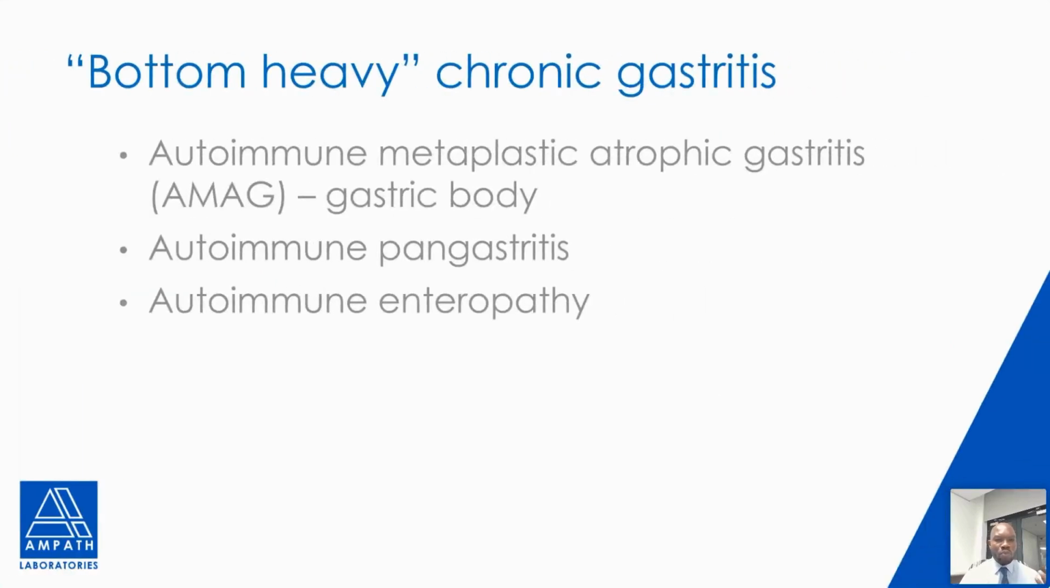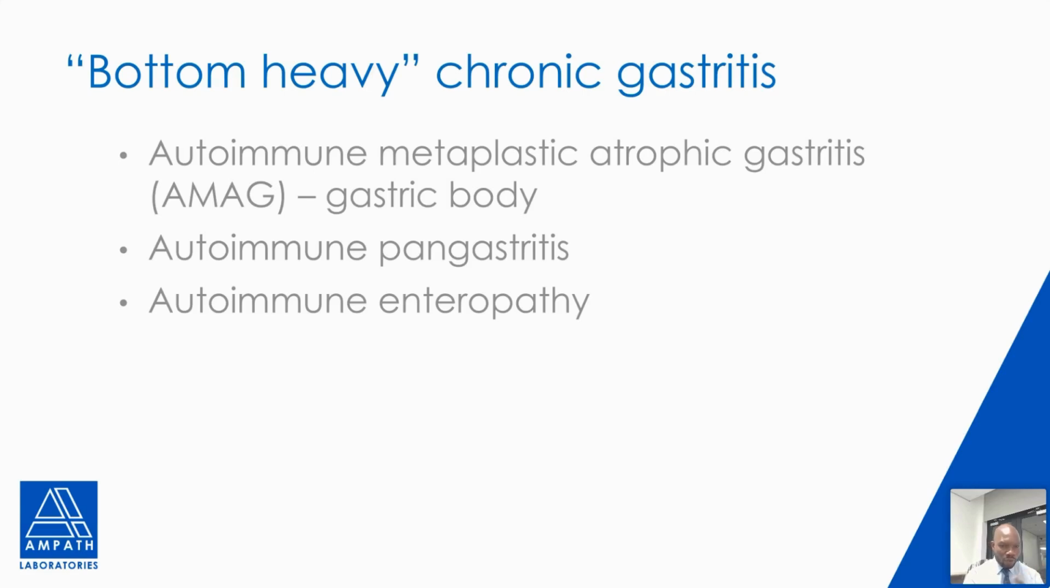So we move to the bottom-heavy chronic gastritis. With a bottom-heavy chronic gastritis, the considerations in that pattern include autoimmune metaplastic atrophic gastritis. Importantly, with autoimmune metaplastic atrophic gastritis, the disease predisposition is largely in the gastric body, the corpus area. So it is important that the biopsy is labeled appropriately. It makes life easy for us in the lab, but also for the interpretation of the findings.